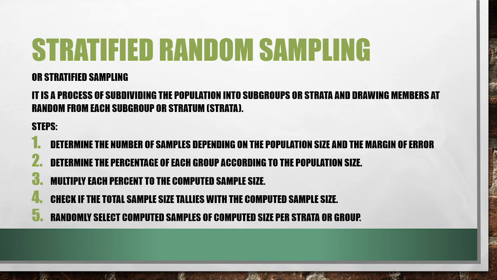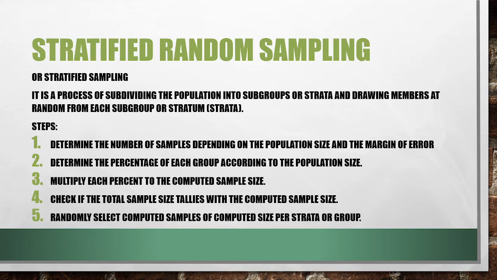So first, same step with the other random sampling. We first need to determine the number of samples depending on the population size and the margin of error. And also, we determine the percentage of each group according to population size. So we will be seeing that later. So, multiply each percent to the computed sample size. Check if the total sample size tallies with the computed sample size.